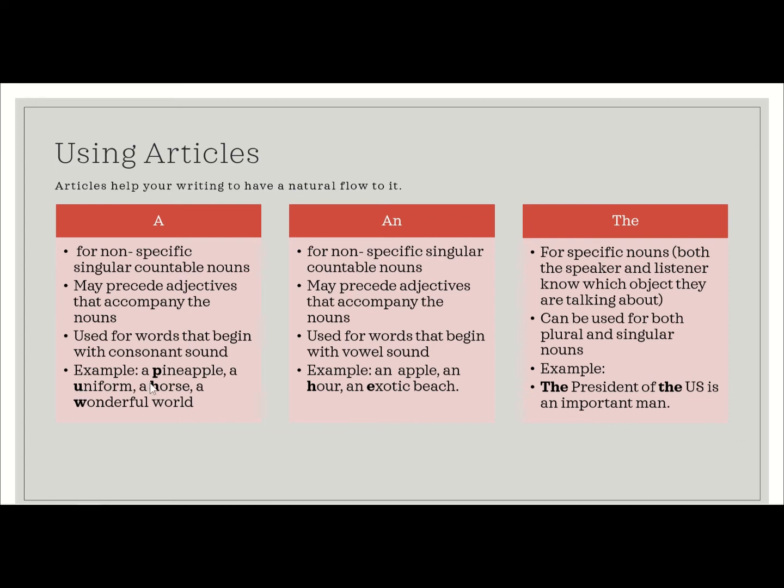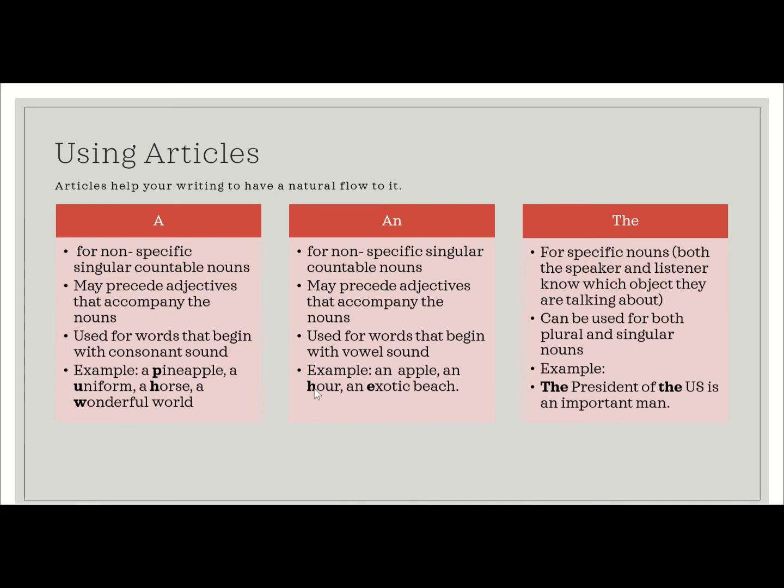A horse. And look at the last example of this, a wonderful world. The world is preceded with an adjective, wonderful, and the adjective starts with the letter W, a consonant one, and it begins with a consonant sound, wonderful. Therefore, using a is more appropriate. Compared to the example for an, an apple. The word apple starts with a vowel, A. In this case, use article an.